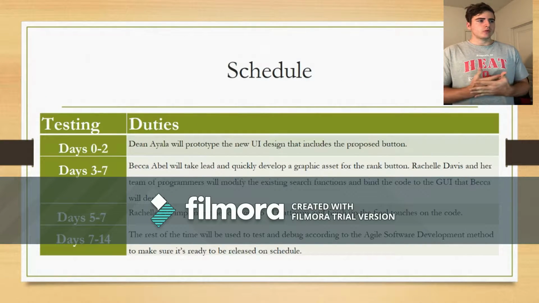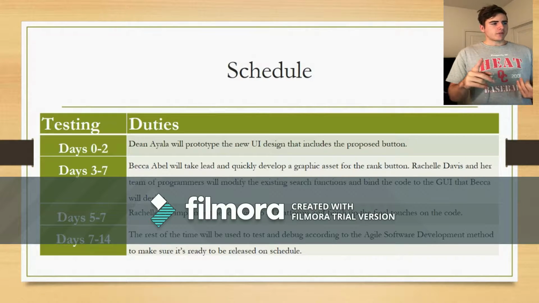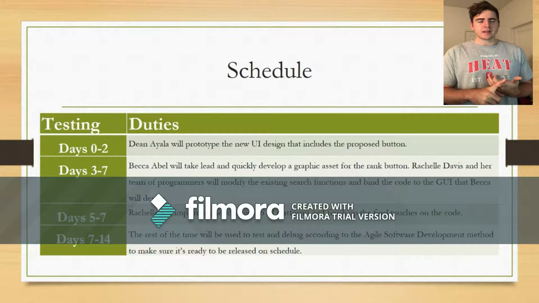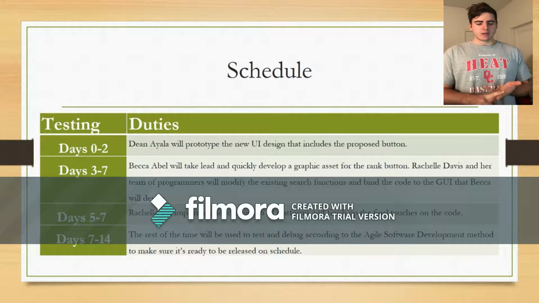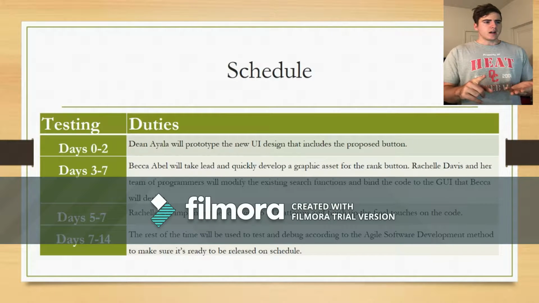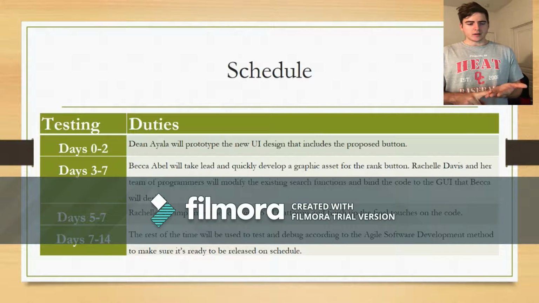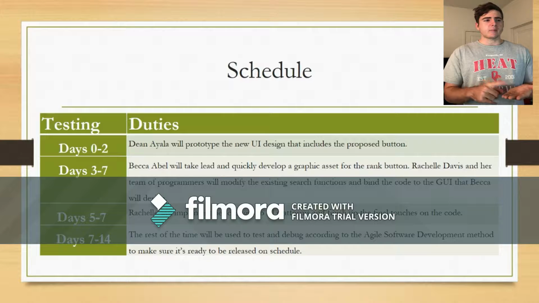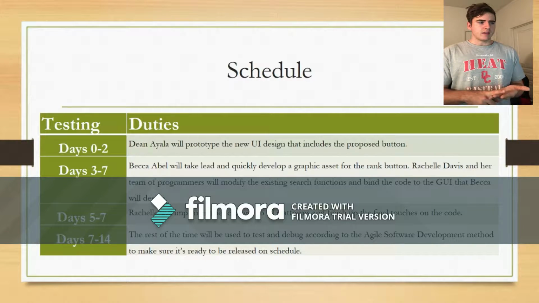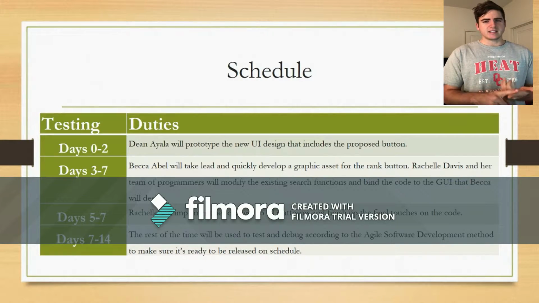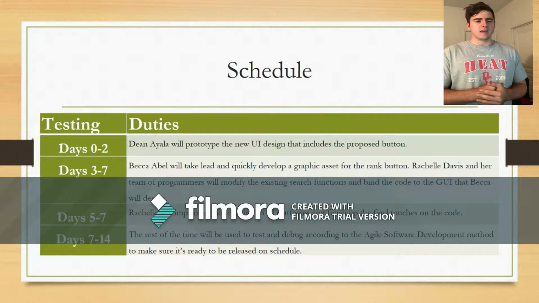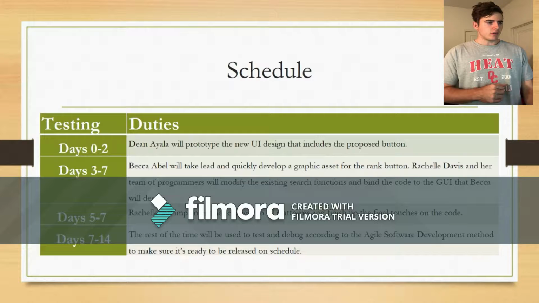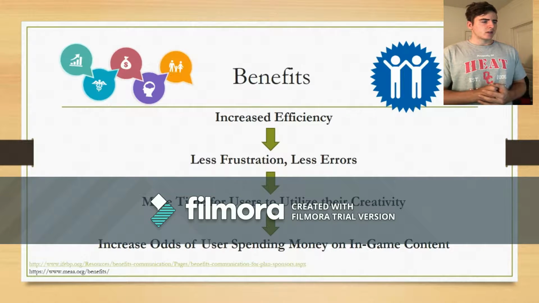Right now, the schedule, you could read that, but the first few days will consist of prototyping and planning the new design. The days leading after that will include developing a graphic for the button, and then coding the functions to link that button with the code. And then the rest of the time will be spent testing and debugging the software and making sure it doesn't break anything else in the game, and that should be done in under 2 weeks.